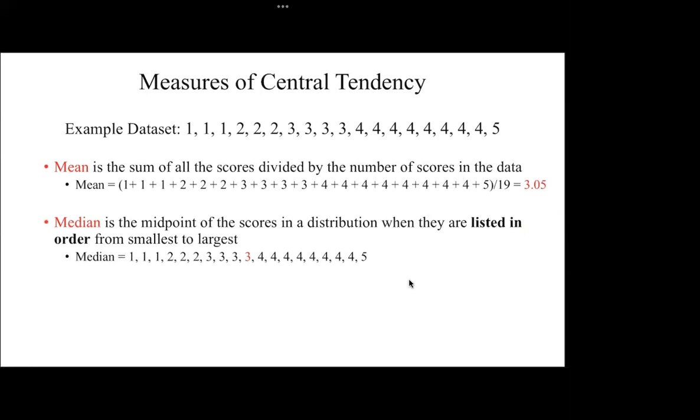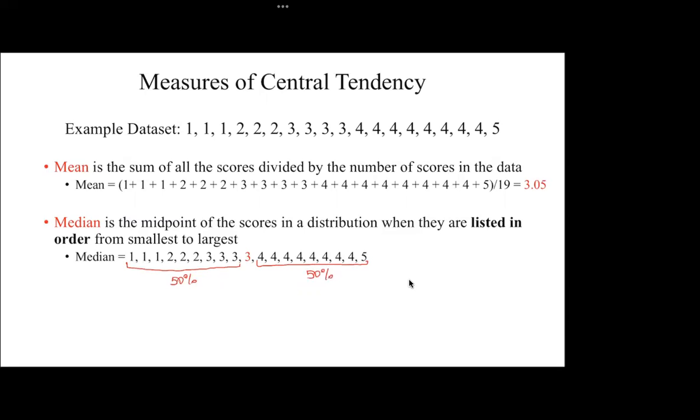The median is the midpoint of the scores in a distribution when they're listed in order from smallest to largest. So that's your 50th percentile. That's your hard middle, right? When you slice your distribution at the median, exactly 50% falls below that number and exactly 50% falls above that number. And we'll talk in a few minutes about why it's often a much better representation of the data than the average.